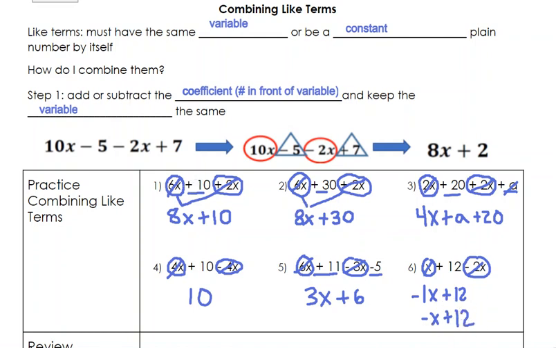Okay, so that is how we combine like terms. They have to have the same variable, or they can just be numbers, like in this case, plus 11 and -5. These are constants, they're just numbers, so we can combine those because they both have the same variable of not having a variable. They both don't have a variable. Okay, and that is how we combine our like terms.